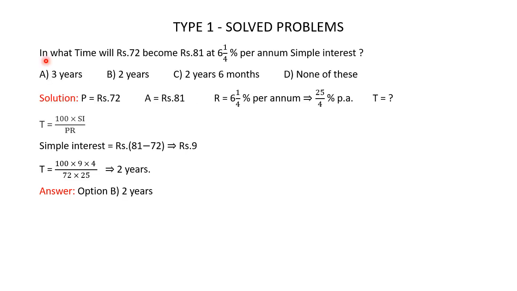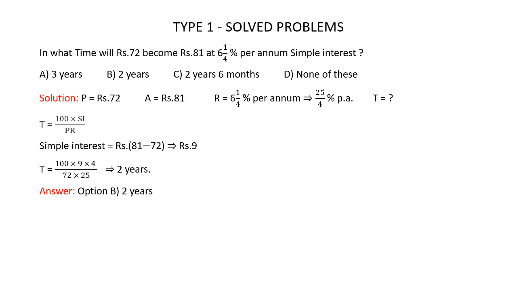In what time will rupees 72 become rupees 81 at 6 1/4% per annum simple interest? Here you are given 4 options and you have to find out which of these options is the correct one. Now it's given that P is equal to rupees 72, A is equal to rupees 81, R is equal to 6 1/4% per annum, which is nothing but 25/4% per annum. And we are asked to find the time.